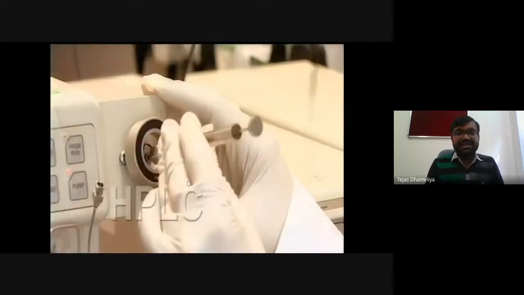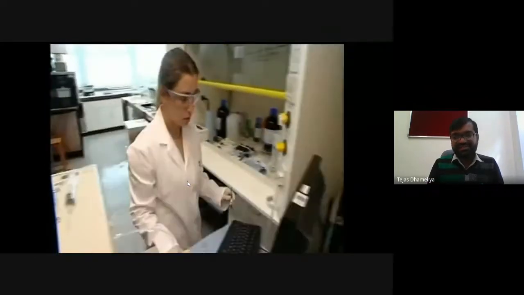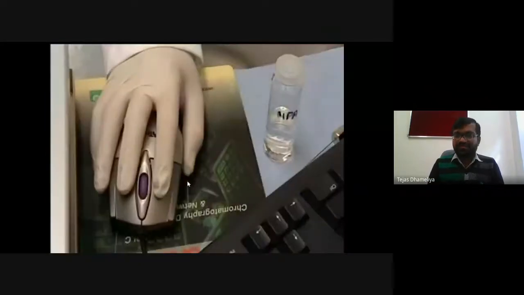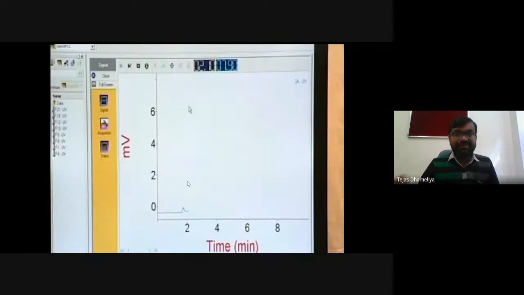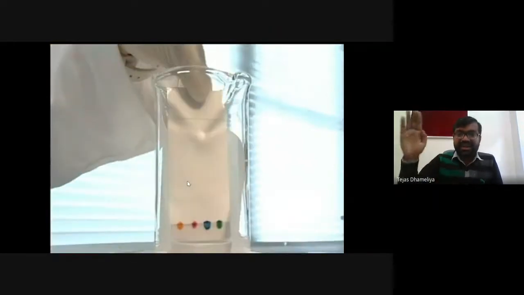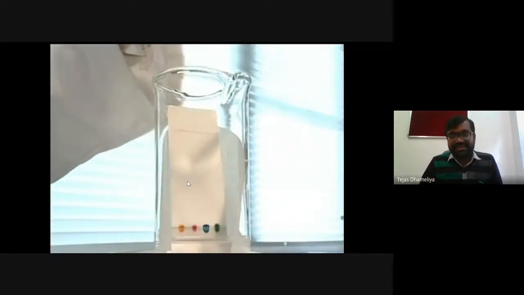This is the HPLC injector. We can inject the sample with the help of the injection device, and we can control and achieve separation using the mouse and the monitor. We can visualize the chromatogram on it.